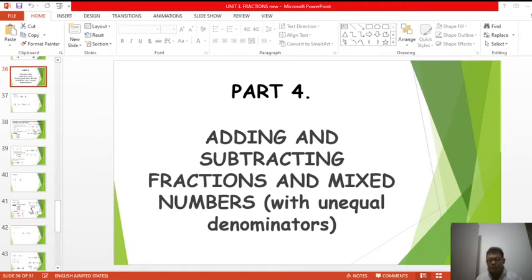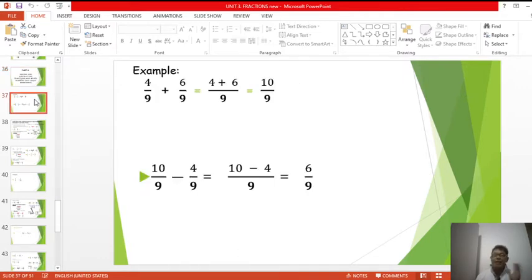Today we're going to talk about adding and subtracting fractions and mixed numbers with unequal denominators. We're still in our unit 3 lesson in the book, all about fractions. To start with, I want you to have a little idea about adding and subtracting fractions with the same denominator. Look at this example.